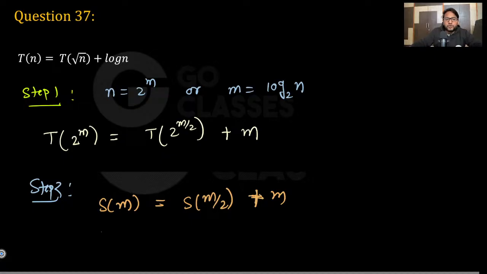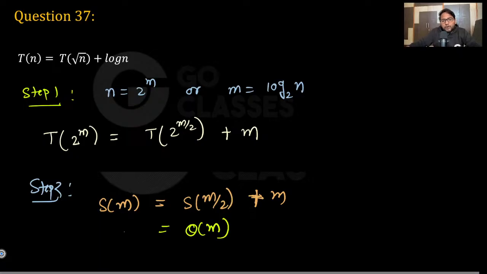Can you apply the Master's theorem now? Yes, right? This is m power log base b of a, so basically it is 1. So theta of m is the answer, right? Sorry, this is theta of m. You can say this is theta of m.